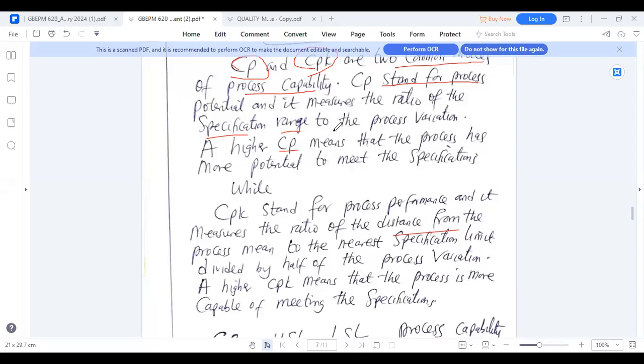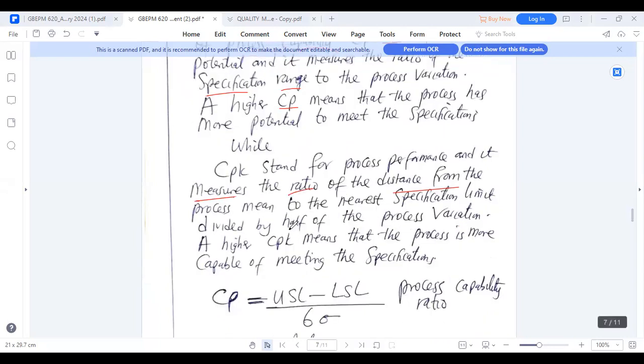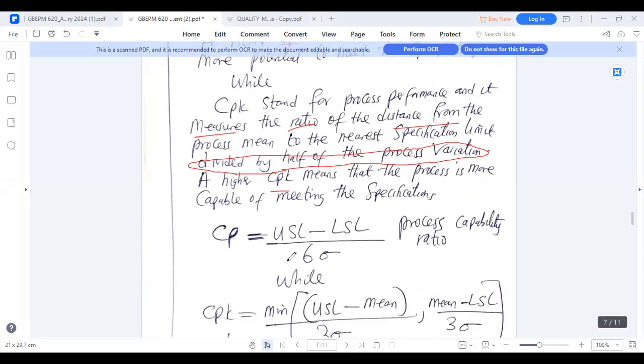Okay, so this is the CPK, which stands for process performance, and it measures the ratio of the distance from the process mean to the nearest specification limit divided by half of the process variation. A higher CPK means that the process is more capable of meeting the specification. Now, the CP is equal to the upper specification minus the lower specification over 6 sigma.